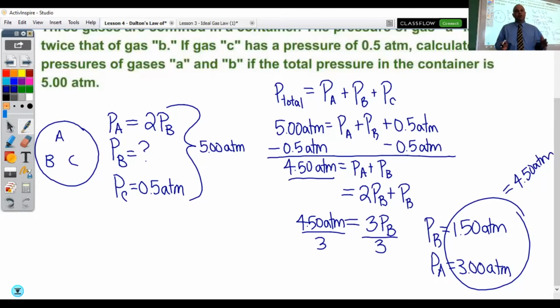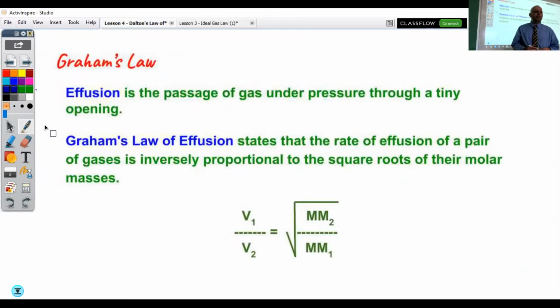All right, so that is about as difficult a Dalton's law problem as I can come up with. Now let's take a look at Graham's law of effusion. Okay, looking at the screen behind me, we see Graham's law of effusion. First of all, what does it mean for something to effuse?